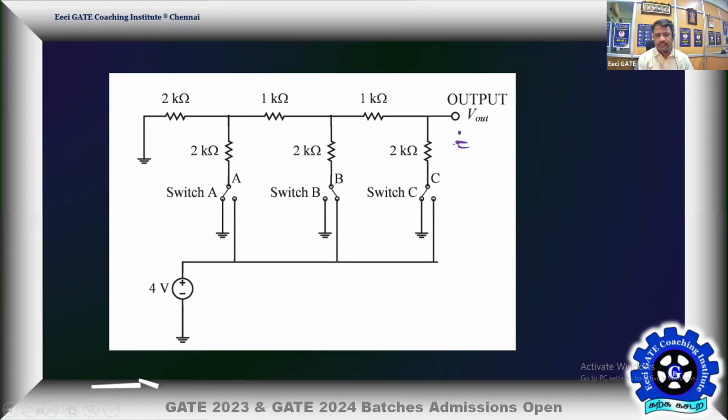So RThevenin: switch off all the inputs, including the 4 volt battery. Then this is connected to ground. That's what it means. So 0, 0, 0. So that means this 2K, 2K again parallel, 1K. That will be in series with 1K, 1K parallel. So effectively here is going to be 2K. So 2K parallel 2K, RThevenin is going to be 1 kilo ohm. So the answer is RThevenin 1 kilo ohm and VThevenin 1.5 volt. Pick the right choice.